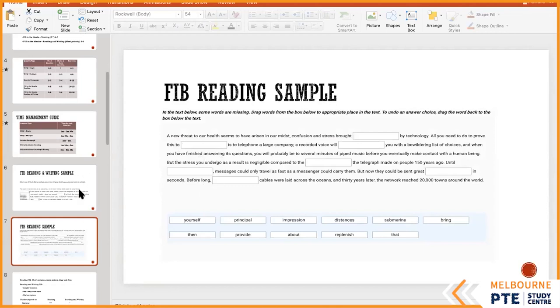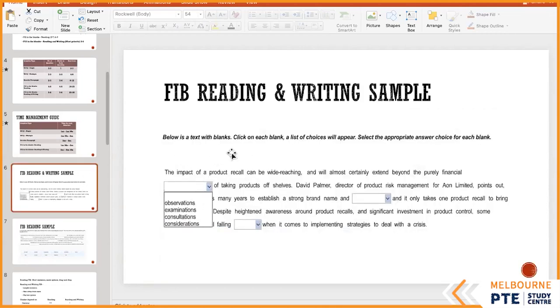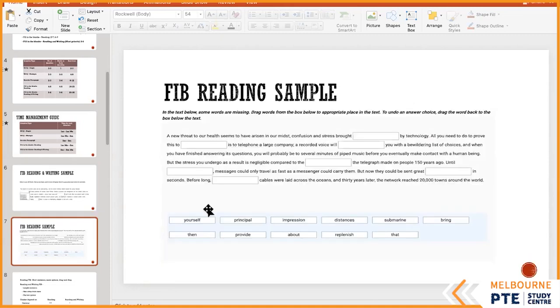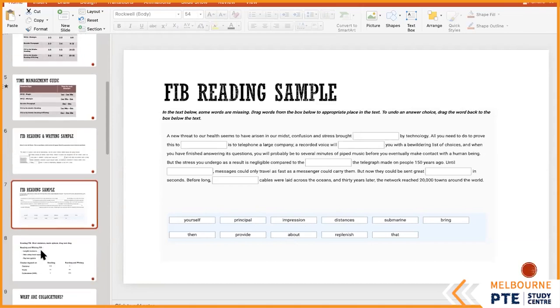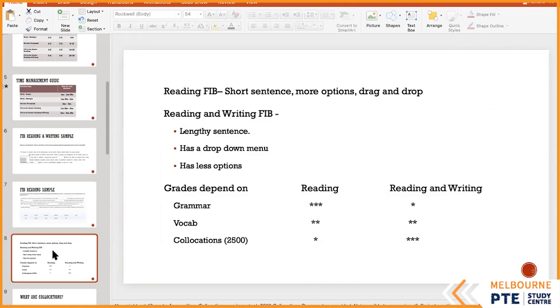And the other thing is, in here, per blank, how many options am I getting? Four. In here, the number of blanks plus three is your number of options. So suppose I get four blanks, how many options will I get in total? Seven. If I get five blanks, how many options will I get? Eight. Understood? The number of blanks plus three is your options. So that means always after answering this fill in the blanks, how many extra words will be here? Three. Okay. So those are the very general differences.